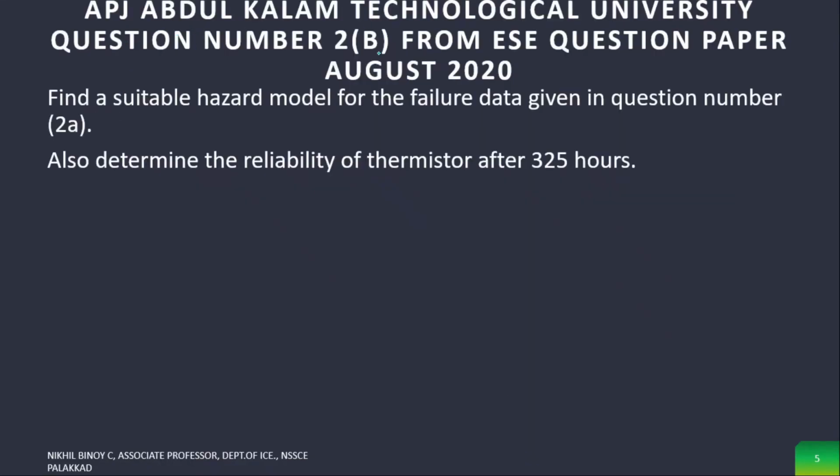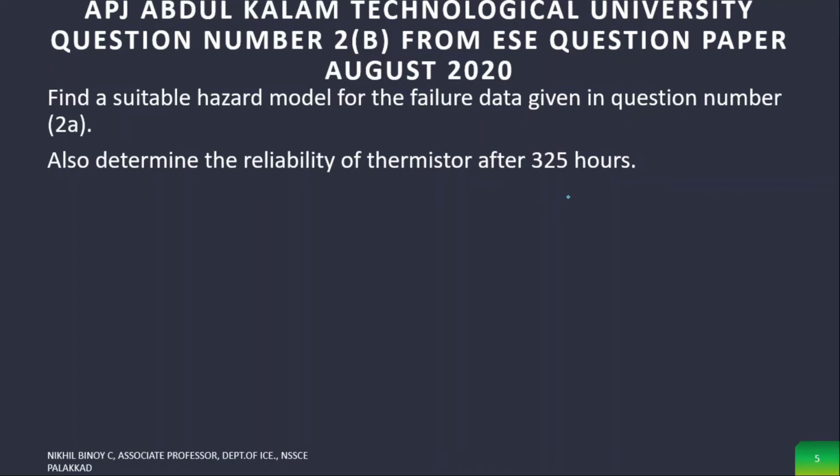Now the next question in the same APJ Abdul Kalam Technical University question paper is question number 2B. The previous one was 2A. In this question we are asked to find a suitable hazard model for the failure data given in question 2A, which we already solved. Using that analysis, we are also asked to determine the reliability of the thermistor after 325 hours.